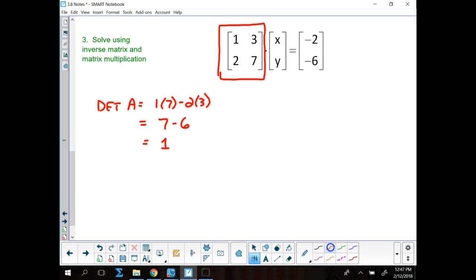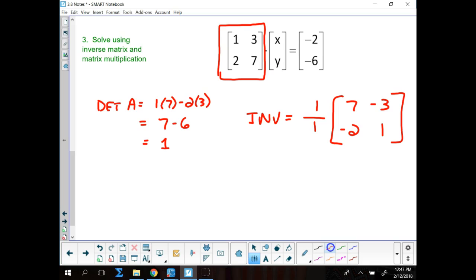So then now what do I do to find the rest of the inverse? You switch A and D. So I switch. 7 goes where the 1 is. The 1 goes where the 7 is. And you need to negate B and C. So this becomes negative 3 and negative 2. So there's my inverse, right?